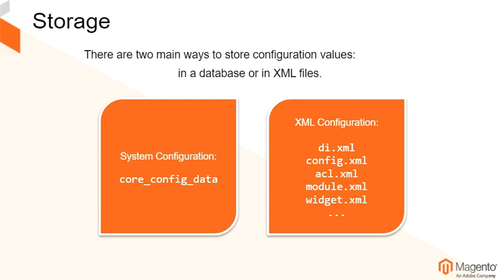The names of XML files generally make their function obvious, such as widget.xml, events.xml, and routes.xml. Magento 2 has added some important new XML files, most notably the module.xml and the di.xml.